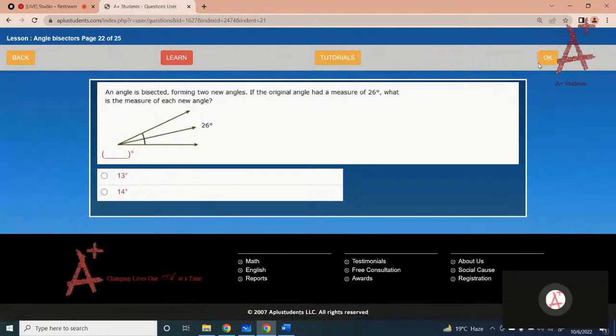An angle is bisected, forming two new angles. If the original angle had a measure of 26 degrees, what is the measure of the new angle? 26 divided by 2 is, yes, it is 13 degrees.